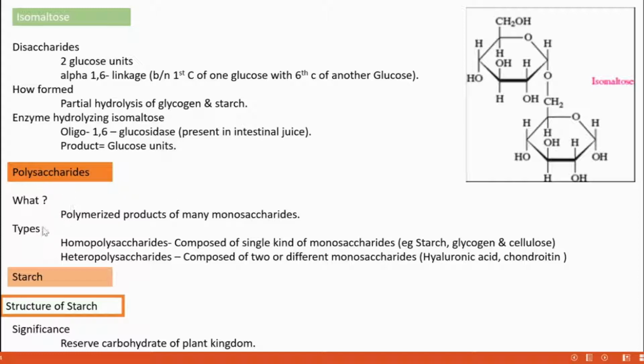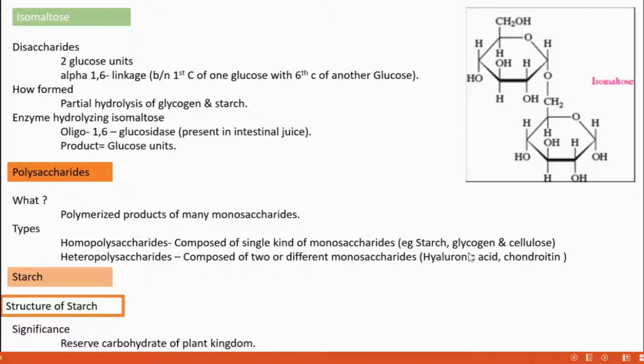Okay. Then polysaccharides are of two types: homopolysaccharides and heteropolysaccharides. Homo itself means that it is composed of a single kind of monosaccharide. At the same time, heteropolysaccharides are those composed of two or different types of monosaccharides. In that, at least two or more of the sugar units will be different.